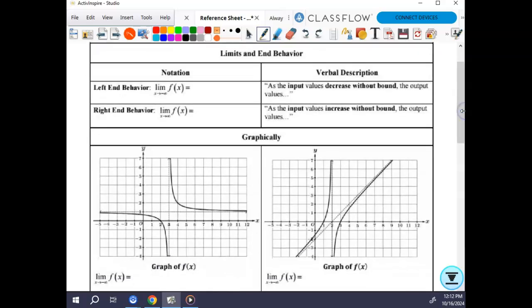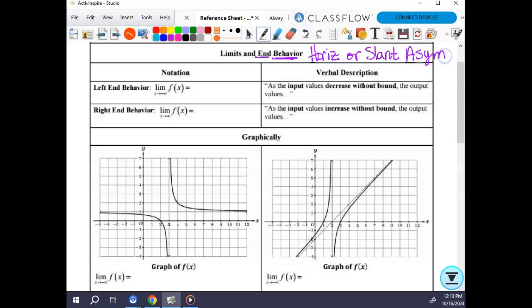all straight. So when we are talking about limits and end behavior, end behavior way out at the infinities where we can't see, that means we are talking about horizontal or slant asymptotes when we are talking about rationals.